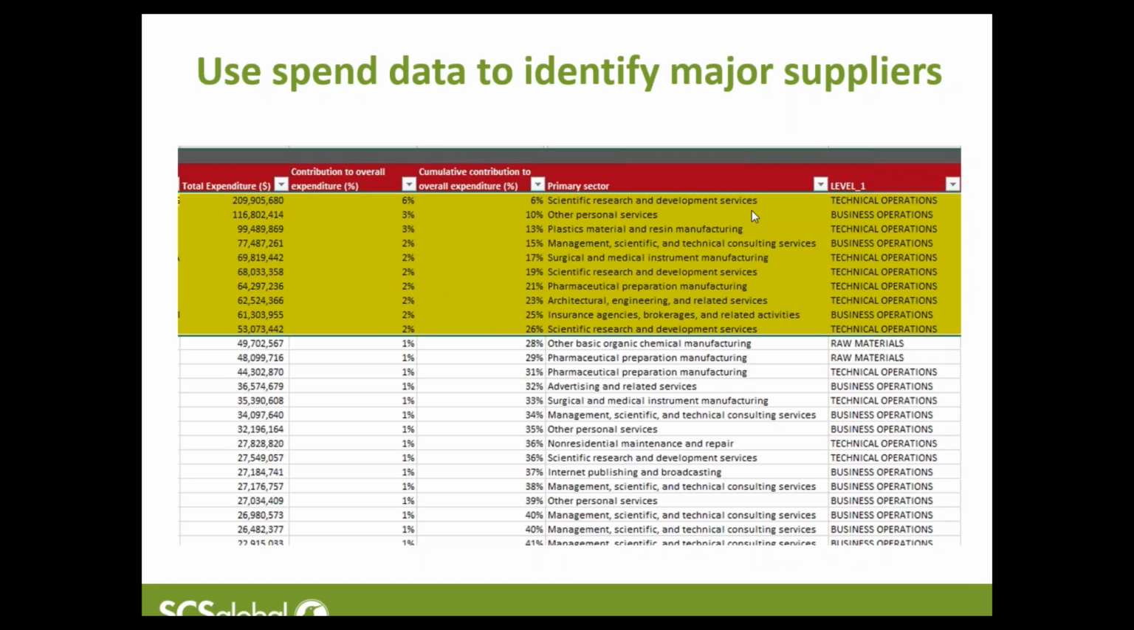So you can see each row here is a specific supplier. I removed the supplier name for confidentiality. But the different columns are total expenditures, contribution to overall expenditure, cumulative contribution, and then the categorization by economic sector of the supplier. So you can see it's quite easy to sort and identify the major suppliers.